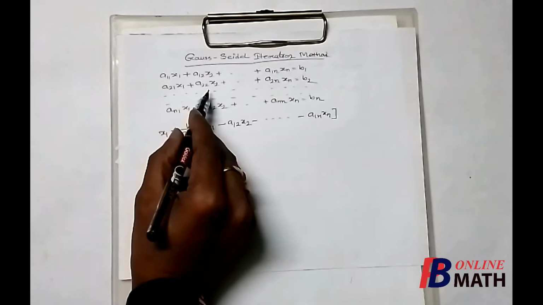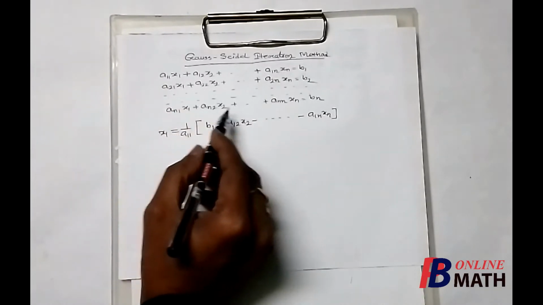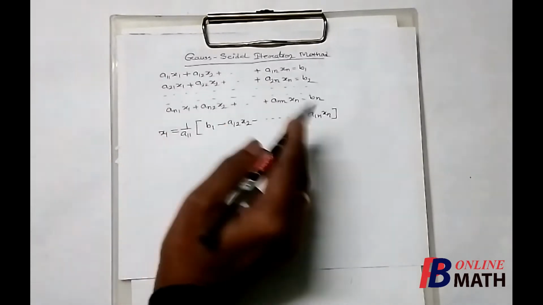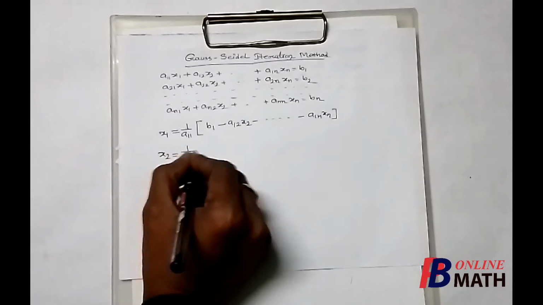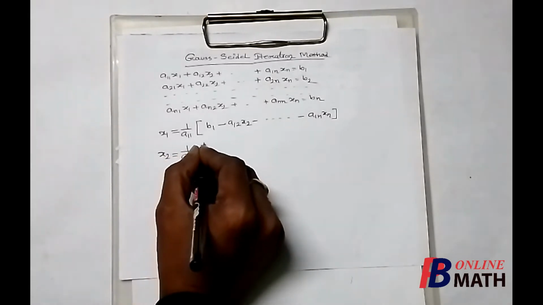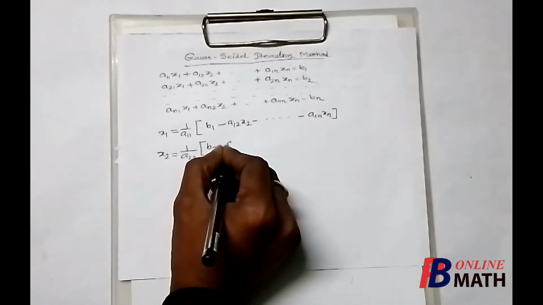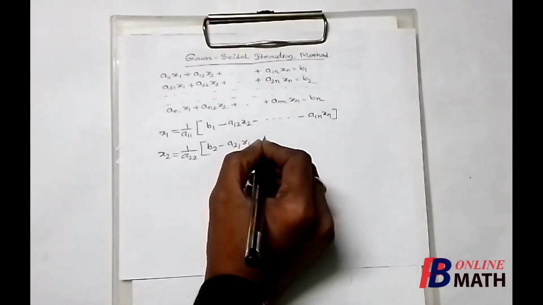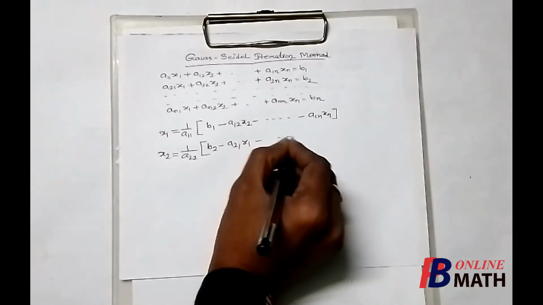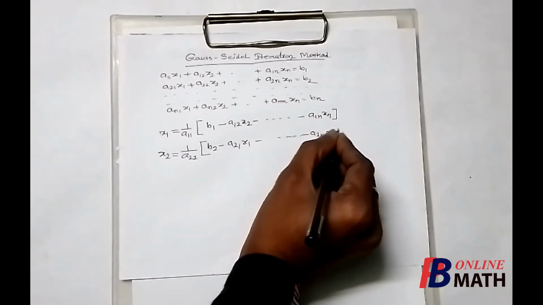Now from the second equation, we keep the variable x2 on the left hand side and we take all the remaining values on the right hand side. So from the second equation, we write x2 equal to 1 by a22, it is multiplied by b2 minus a21x1 minus a23x3 etc. up to minus a2n xn.